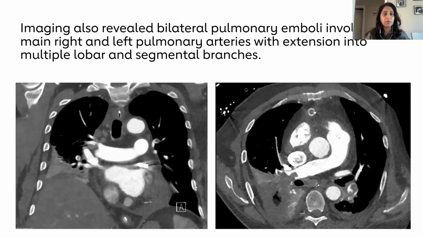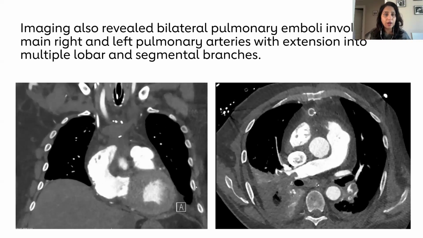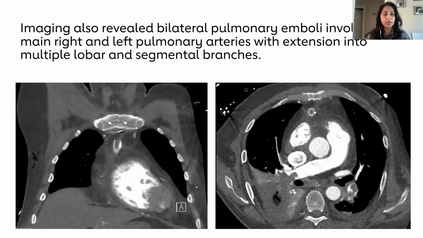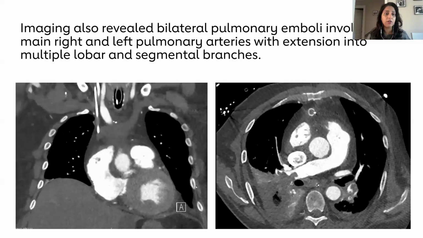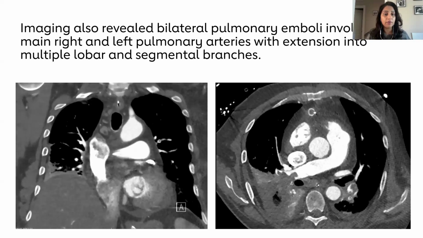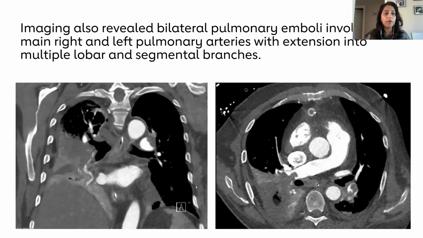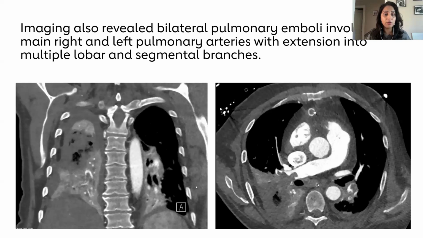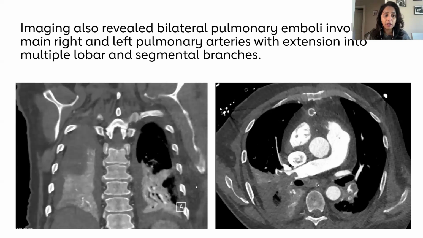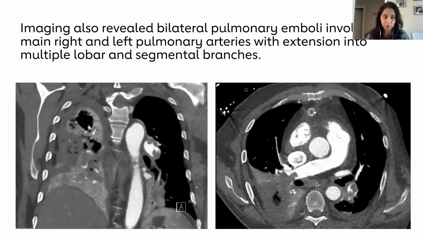So the imaging did demonstrate bilateral pulmonary emboli with moderate to high burden, and you will see the lobar clot extends into the segments. The important thing here to notice is obviously the aortic root repair, and you can see that the RA and RV are both dilated. There's also significant collapse of the right lung. There are bilateral pleural effusions as well.